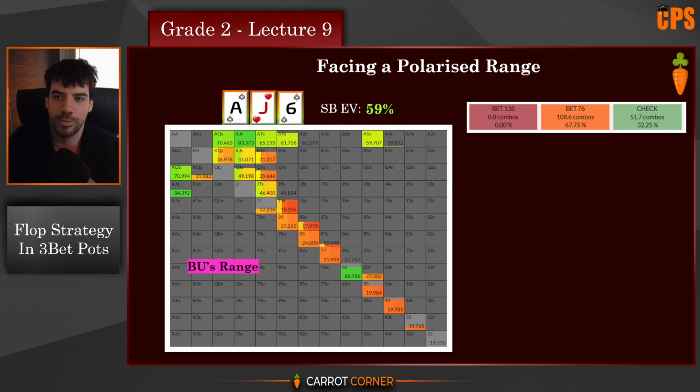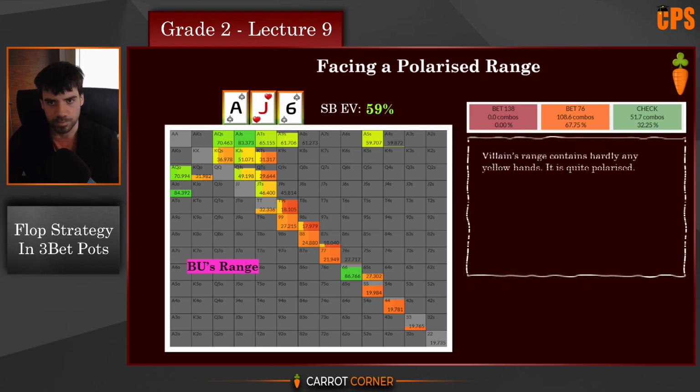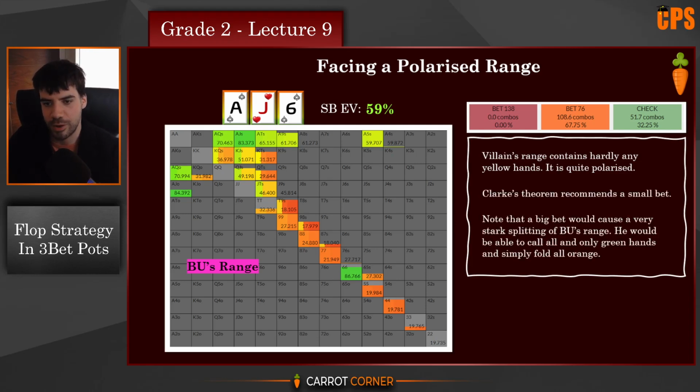Here we see the overall bet frequency, which is 67%. We've looked at this already, and now we can understand that the not-betting range here isn't really a function of us not doing well. It might just be because villain is quite polarized. B0 is a small size, and you want to use more small sizes against a very polarized strategy. In this spot then, villain's range contains hardly any yellow hands. Clark's theorem recommends a small bet. We know this by now, I won't go over it again.